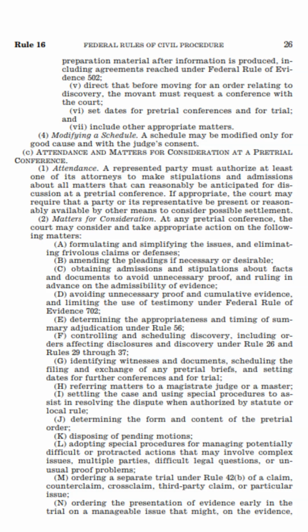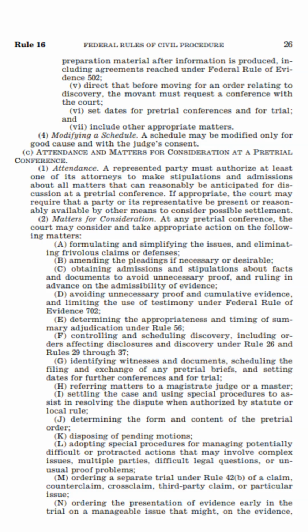F. Controlling and scheduling discovery, including orders affecting disclosures and discovery under Rule 26 and Rules 29 through 37. G. Identifying witnesses and documents, scheduling the filing and exchange of any pretrial briefs, and setting dates for further conferences and for trial. H. Referring matters to a magistrate judge or a master. I. Settling the case and using special procedures to assist in resolving the dispute when authorized by statute or local rule. J. Determining the form and content of the pretrial order. K. Disposing of pending motions.